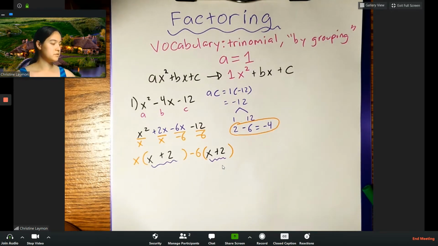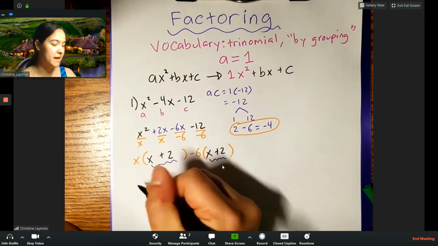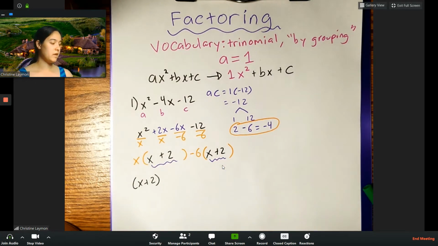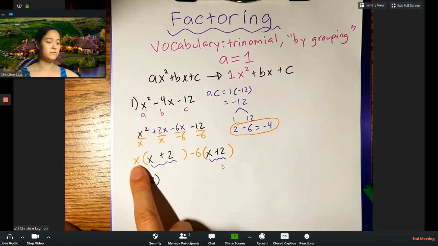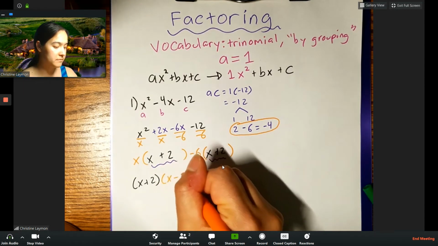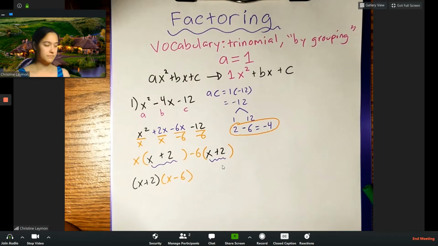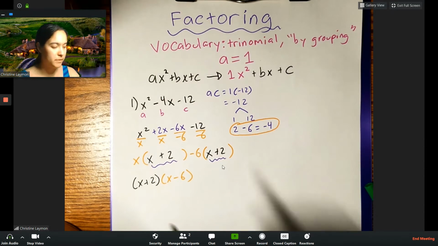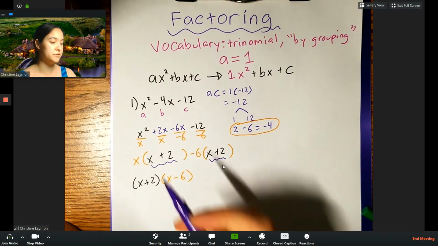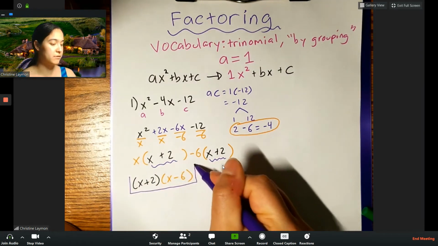Okay, so that stuff that we had in common, let's go ahead and take it out. I have x plus 2. And then the rest of it is what I had left over. x minus 6. Let me actually make that look like a better plus sign. Okay, so that is our final answer. That is the long way, factoring by grouping.